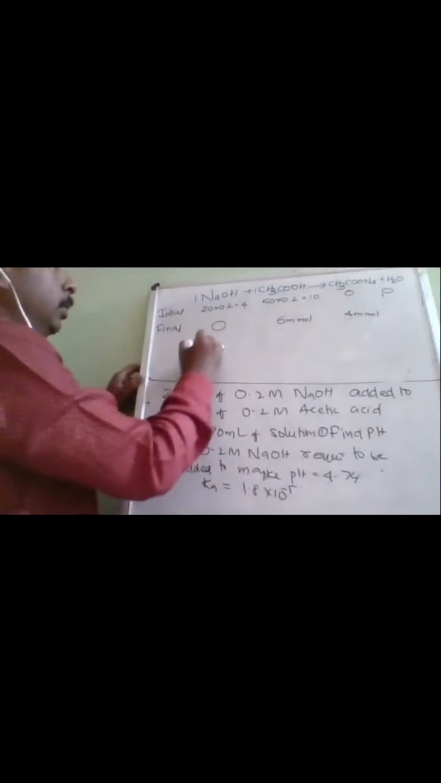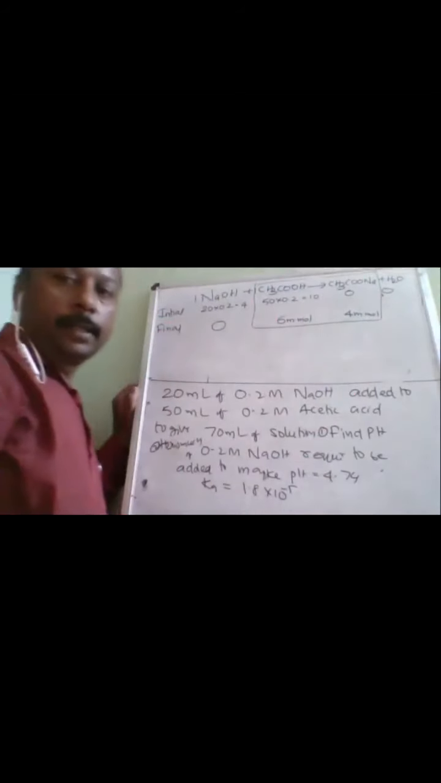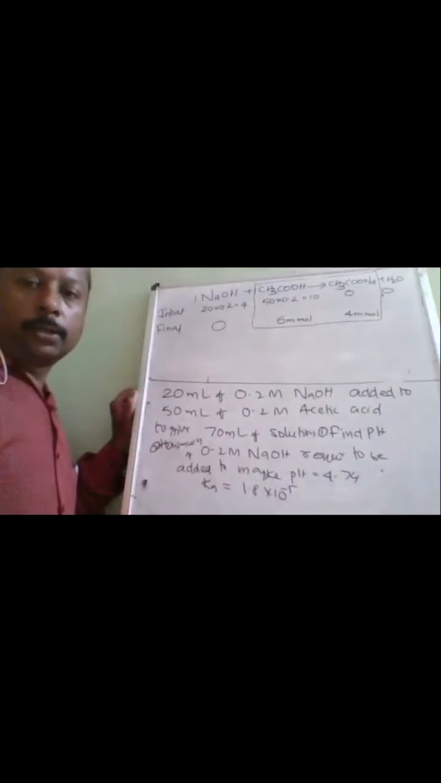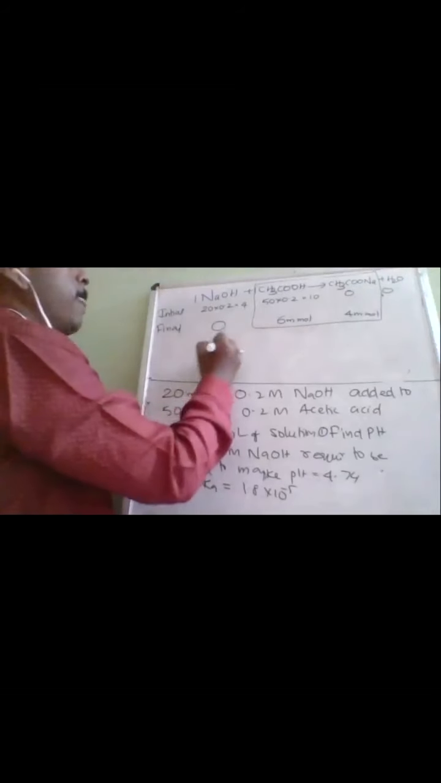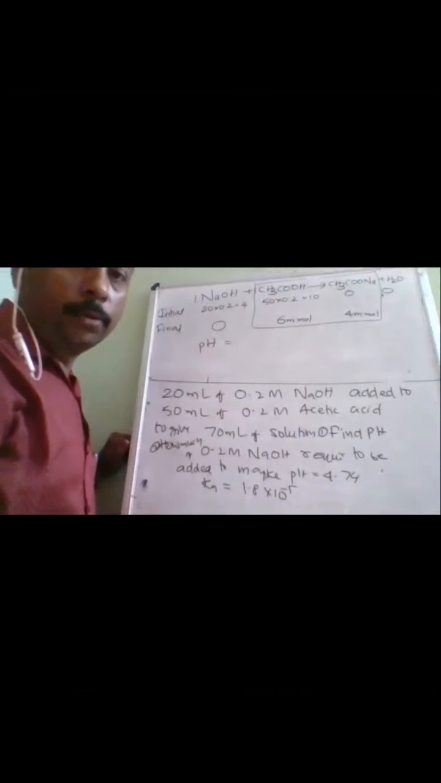Now, see, again we are left with acid and salt. What are we left over with? Acid and salt. So this is a weak acid and the salt of a weak acid with a strong base. So 6 millimoles and 4 millimoles. Now pH: after ensuring that it is a buffer, only then will you substitute.